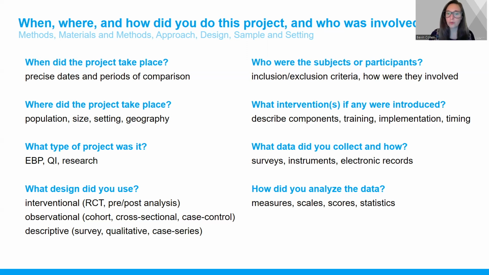Next, you want to talk a little bit about who were the actual subjects or participants in your project. So how were these people identified? Were there any inclusion or exclusion criteria, etc.? Then you want to talk specifically about any interventions that you may have introduced. This is particularly applicable if you're doing a quality improvement or evidence-based practice project where you're implementing something new.